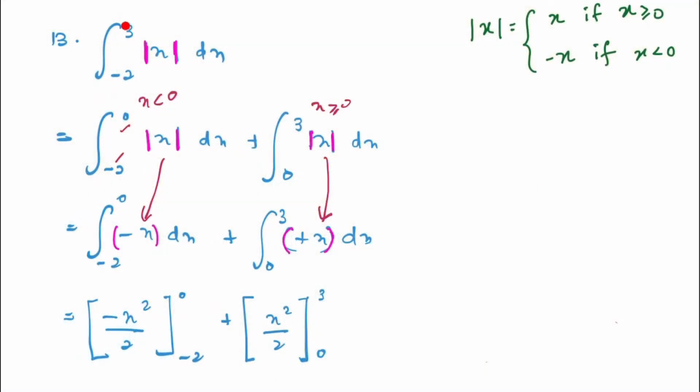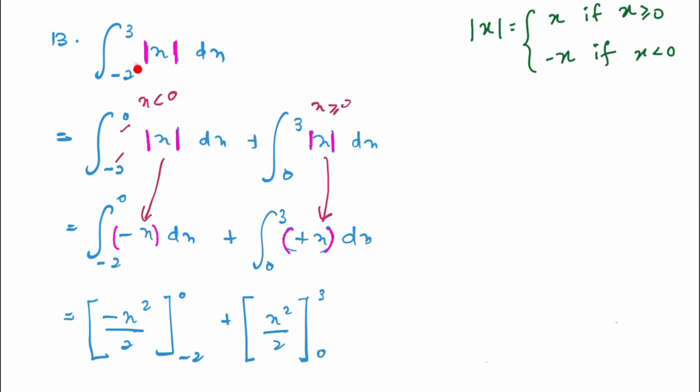Let's see this question. You have the integral from -2 until 3 of the absolute value of x dx. So first of all, let's open up the absolute value of x by definition. This is equal to x if x is positive, and this is equal to negative x if x is negative. This is very important because you want to split this limit here.